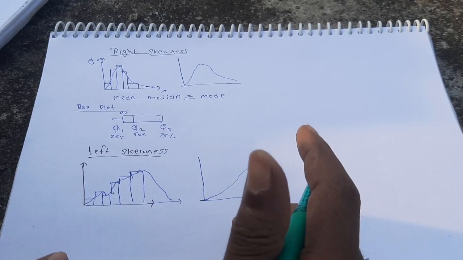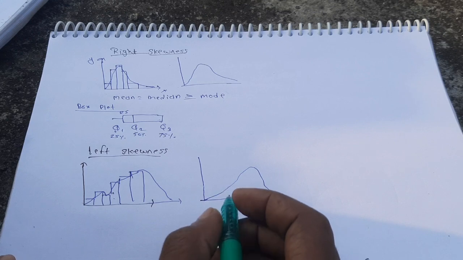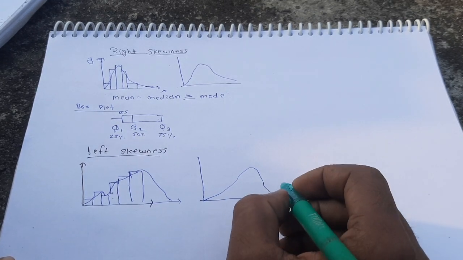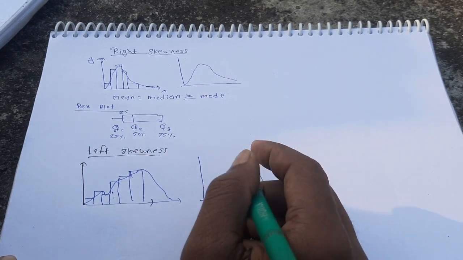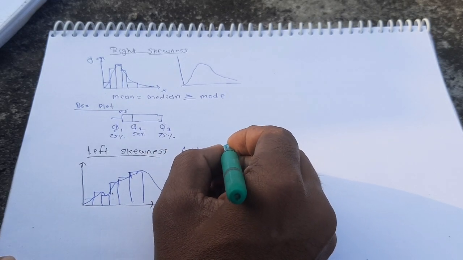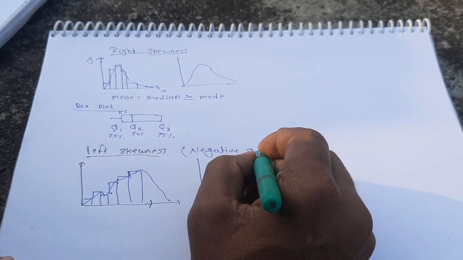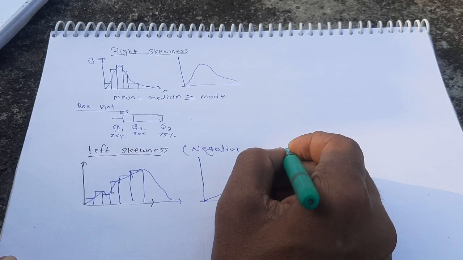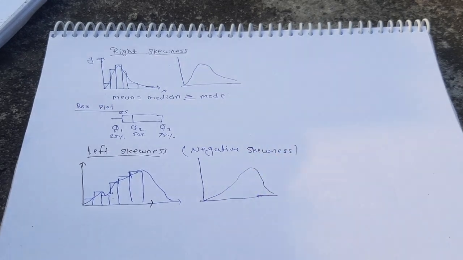In that situation, there is one more name: you can say it is a negative skewness, right? It is also called the negative skewness of any graph.